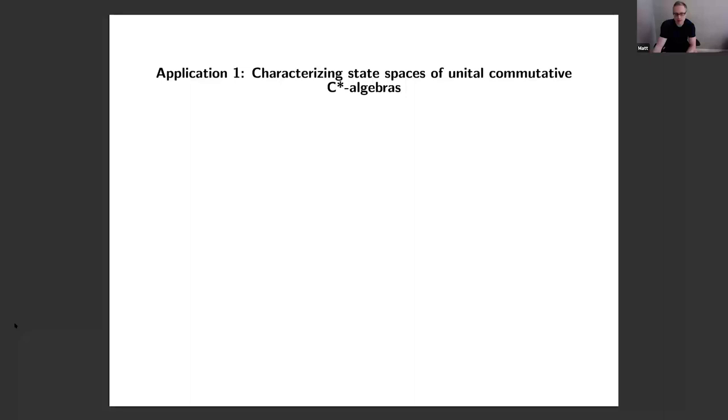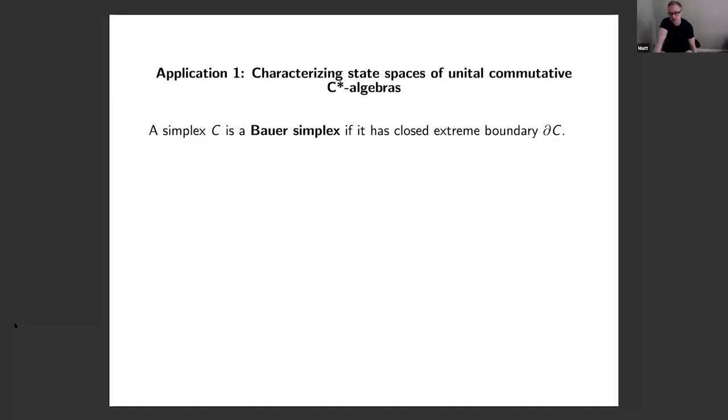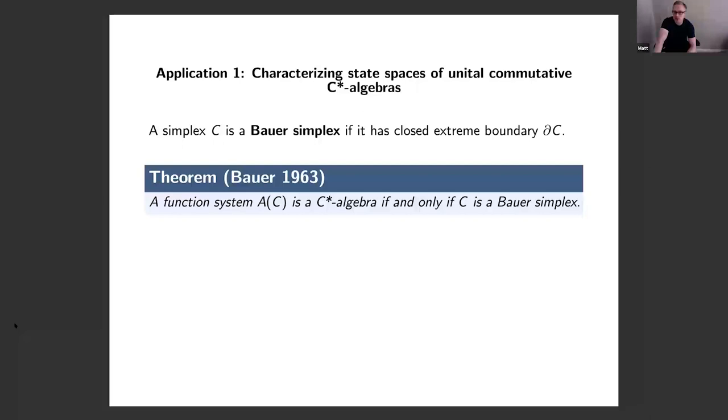Okay. And so I want to talk about some applications of this. So the first application, which is of course relevant to us, is that Choquet simplices characterize the state spaces of unital commutative C-star algebras. So we'll say that a simplex is a Bauer simplex if it has a closed extreme boundary. Okay, so that means the extreme points are closed. In general, it's not true that the extreme points of a compact convex set have to be closed. Okay. And what Bauer showed is that a function system is actually a C-star algebra. So in other words, via that representation theorem of Kadison, the C-star algebra has the property that it's order isomorphic to the function system A(C), where C is a Bauer simplex, if and only if the original function system was a commutative C-star algebra.